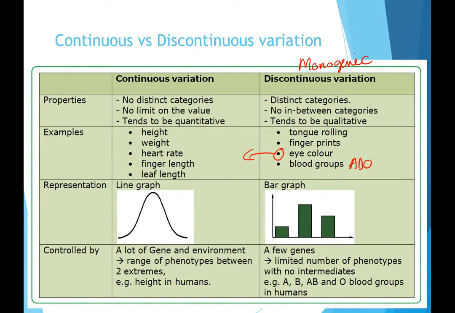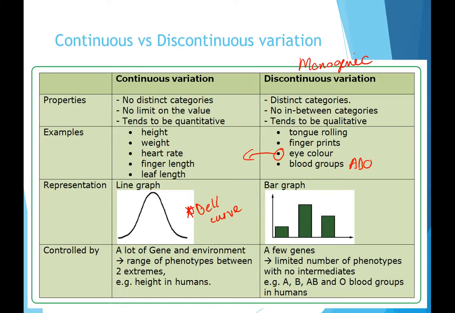but in intermediaries, we're talking about in-betweens, okay? Continuous variation, we have no distinct categories, no limit on the value, and it tends to be quantitative. We quantitatively take the height, the weight, the heart rate, the length of someone's finger, the length of a leaf, okay? And we represent the bar graph, and it's often distributed in this way on a bell curve, just like we got in terms of heights of everyone at school.